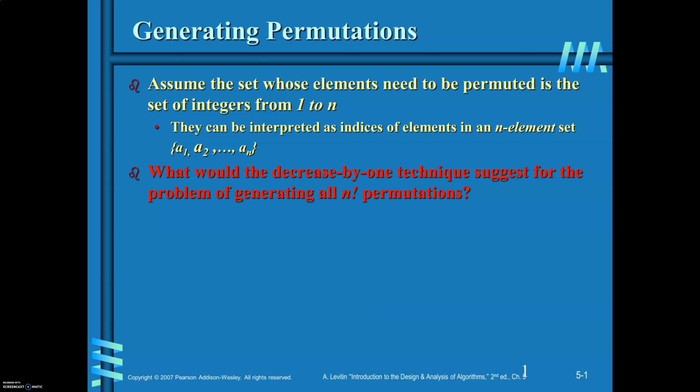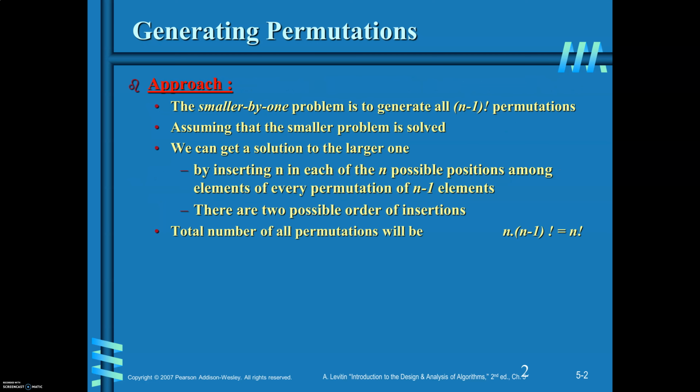Assume a set containing n elements, then the n element set can be interpreted as a1, a2, etc. up to an. Then what would the decrease by 1 technique suggest for the problem of generating all n factorial permutations? We'll see now. The first approach is the bottom-up approach. Here, if you know the solution for n-1 factorial, with that you can find the solution for n factorial. We'll see how this can be solved.